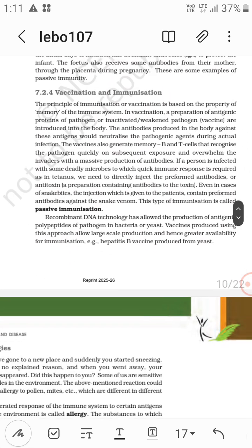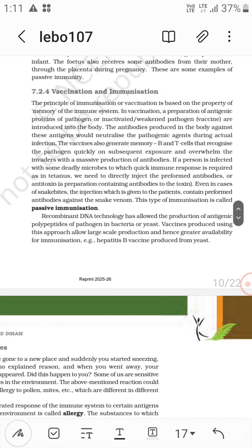Now the next topic is vaccination and immunization. The principle of immunization or vaccination is based on the property of memory of the immune system. In vaccination, a preparation of antigenic proteins of a pathogen, or inactivated or weakened pathogen, that is the vaccine, is introduced into the body. Remember again, antigenic means against the proteins of the pathogen.